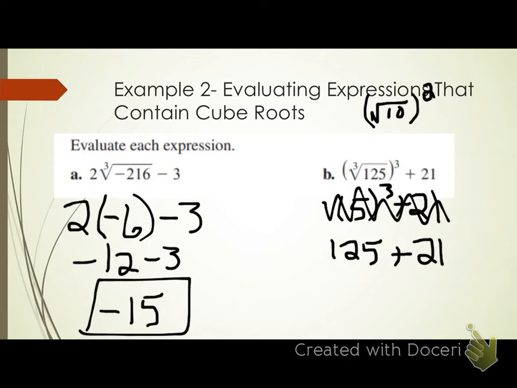Any questions about that concept? Now I've got 125 plus 21, which gives me 146. Questions on B? Everyone okay? Not too bad. Can I move on?